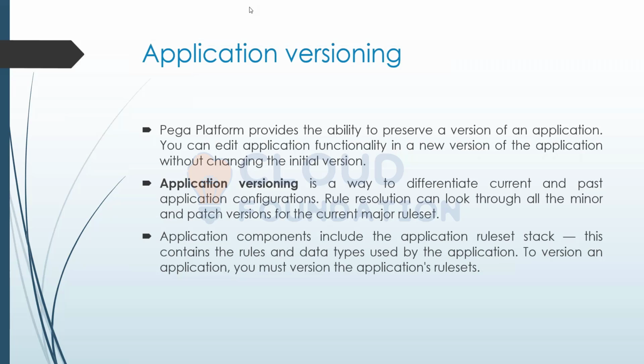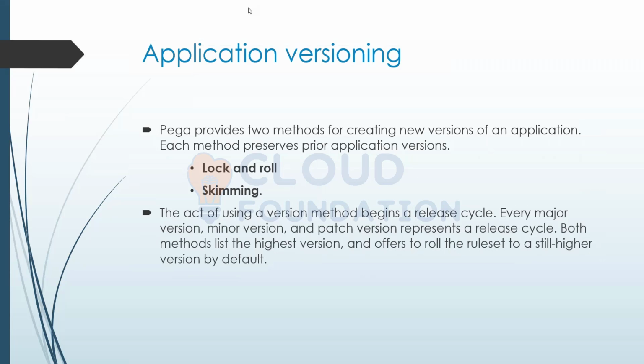So here come two different approaches when you want to version your application. The first one is called lock and roll. The second one is called skimming. Two entirely different methods these are.